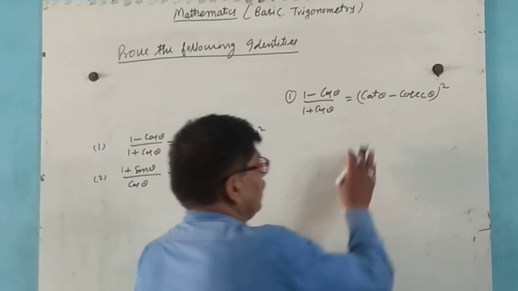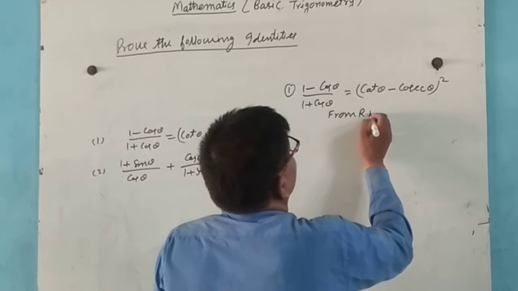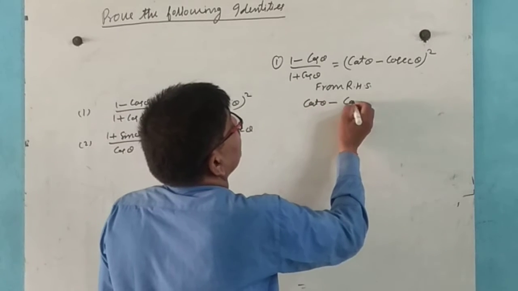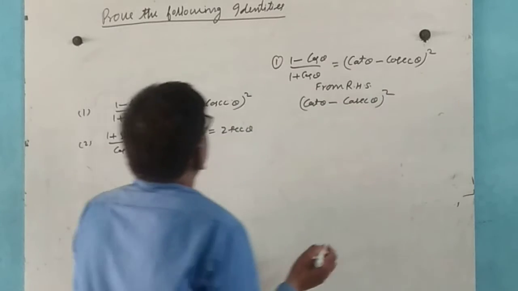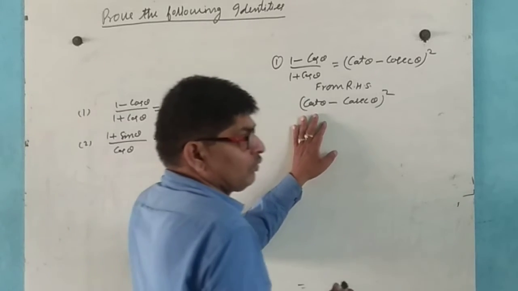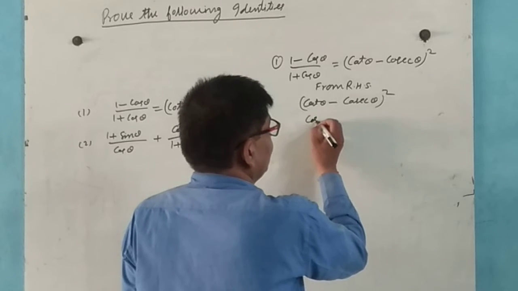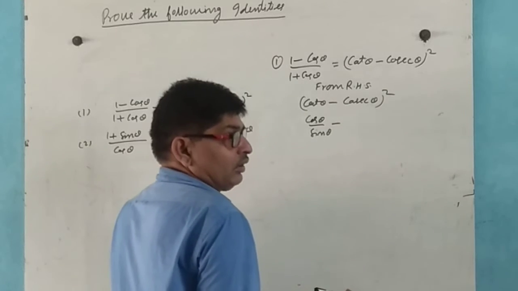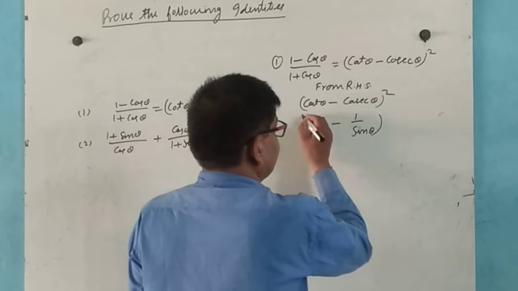the side here. If you take this side, the right hand side, (cot theta minus cosec theta) whole square, we change cot theta, which equals cos theta by sin theta, minus cosec theta, that is 1 by sin theta, whole square.